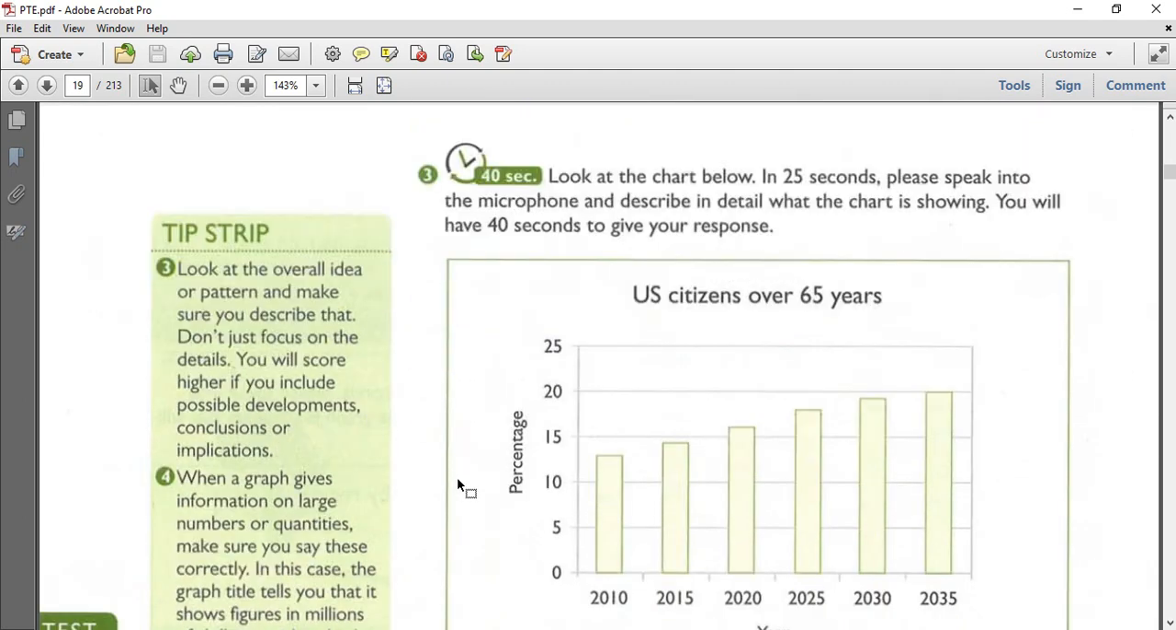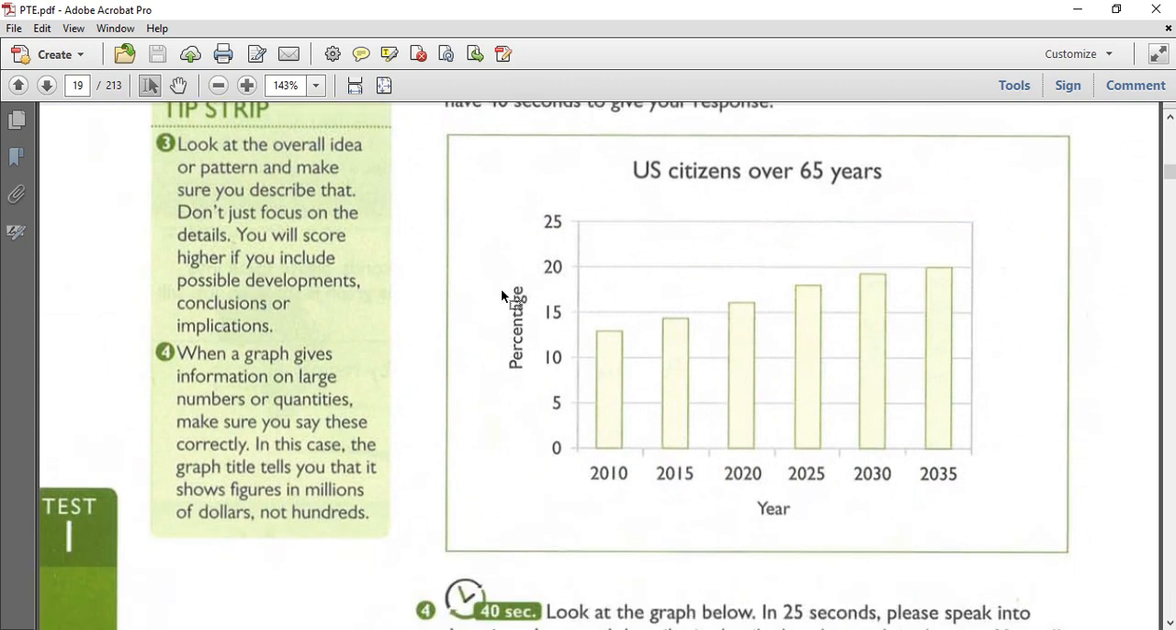So look at the third tip. Overall idea and pattern, make sure that you describe them. Just focus on the detail. You will score higher if you include possible development, conclusion, and implications. So this is the third graph, which is about US citizens over 65 years old, and we compare from 2010 to 2035, and the percentage is from 0 to 25%.